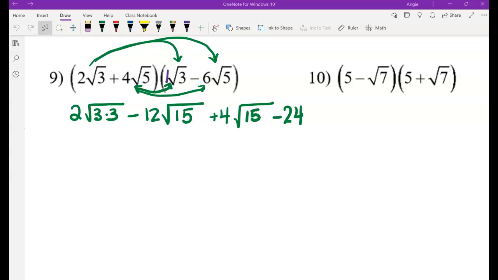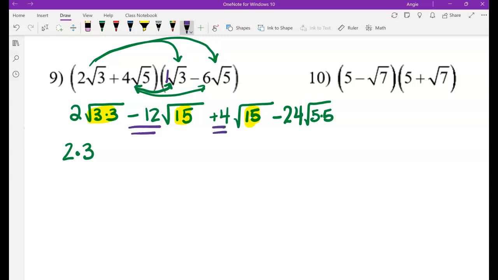Anyway, on the last two terms, 4 rad 5 times negative 6 rad 5 is negative 24. Remember, radicand 5 times radicand 5 is now radicand 25, or you can write 5 times 5 because we know that will reduce down. Okay, so 3 times 3 under the radical, which is rad 9, but we don't really want to multiply that out because we know that is a pair, so that will reduce down to just a 2 times 3. Drop down your 12 rad 15. Actually, you know what? Let's combine those, okay? Because they're both, look at this, rad 15, combine.